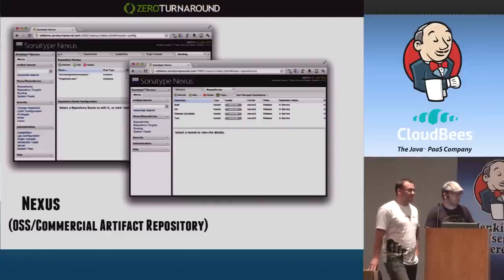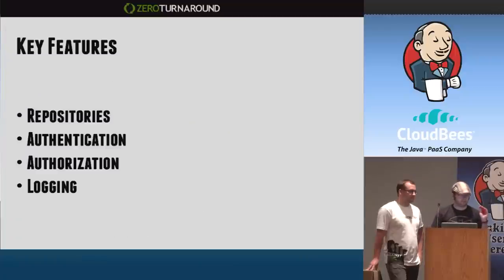The third one is Nexus. This is an open source commercial artifact repository. You can put your archives up there, your deliverables. It has authorization, it has authentication, etc.